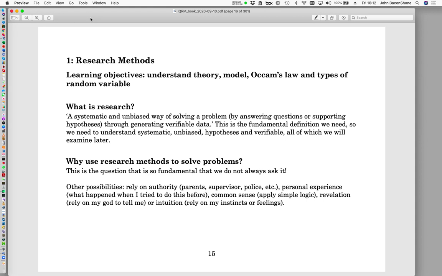That then begs the question, why would we use research methods to solve a problem? Clearly, there are many other ways to solve a problem. So why would we use research, or why would we not use research methods to solve a problem? This is a question so fundamental that we don't always ask it. So let's think a little bit about other possibilities. How else might we solve a problem?